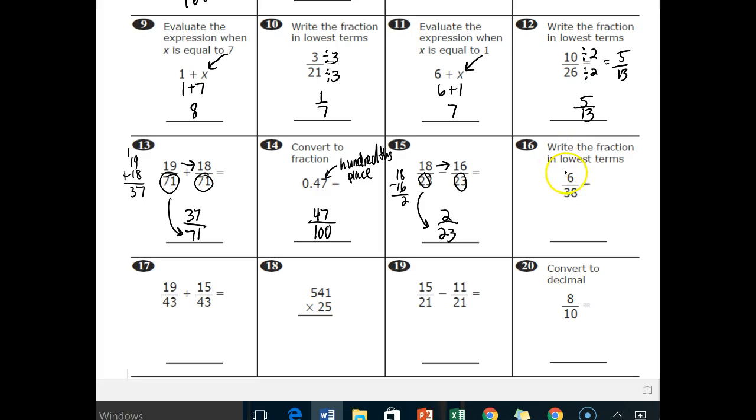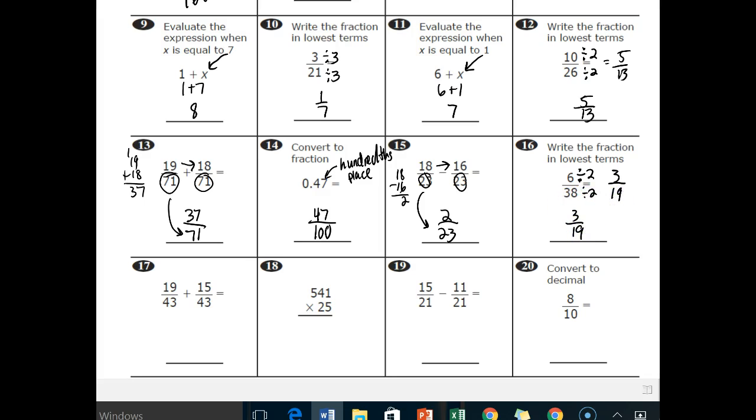Write the fraction in the lowest terms. We have 38 and we have 6. Can't divide 38 by 3, can't divide it by 6, so it must be 2. Divide by 2, divide by 2, I get 3/19.